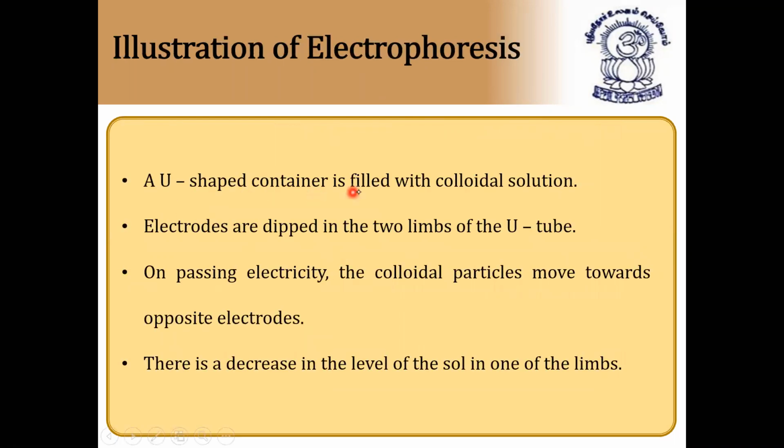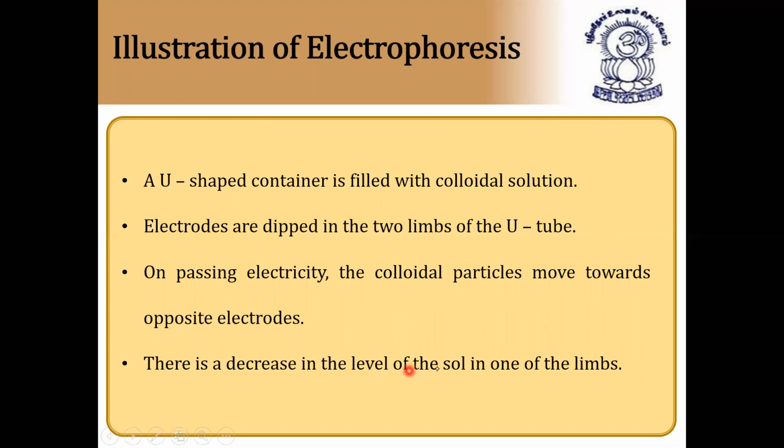A U-shaped container filled with colloidal solution should be taken. Electrodes are dipped in the two limbs of the U-tube, and electricity is passed through them because these electrodes are connected to the battery. The positive electrode is the anode and the negative electrode is the cathode: the cathode is connected to the negative terminal and the anode to the positive terminal. On passing electricity, the colloidal particles move towards the oppositely charged electrodes because unlike charges attract each other.